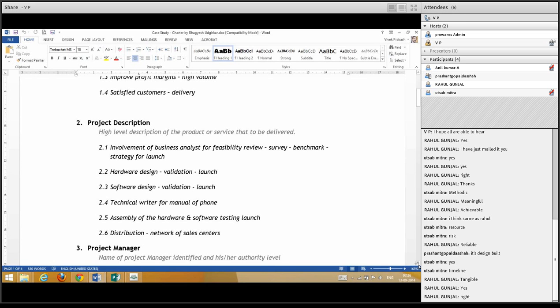The only thing which is missing here is project objectives. What you have written down there is product objectives. So project objective consists of two things: product scope and project scope. What you have defined is the scope of the product, that is, what all features will be there in the product.